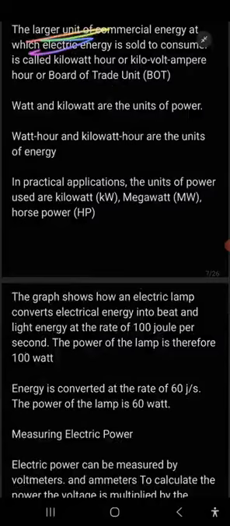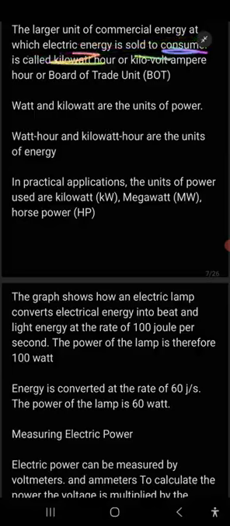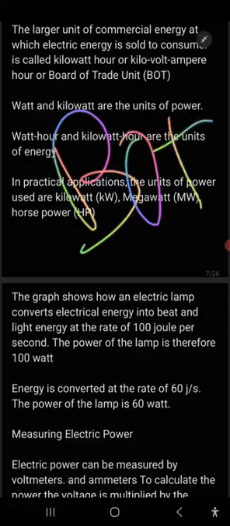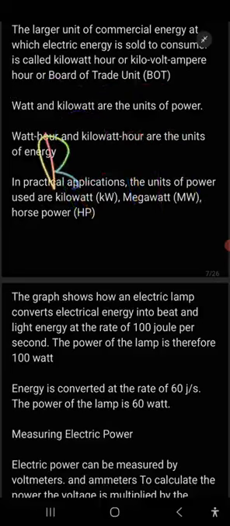Larger unit of commercial energy at which electrical energy is sold to consumers: kilowatt hour or kilovolt-ampere hour, also called the Board of Trade unit. Board of Trade unit. Just learn that.